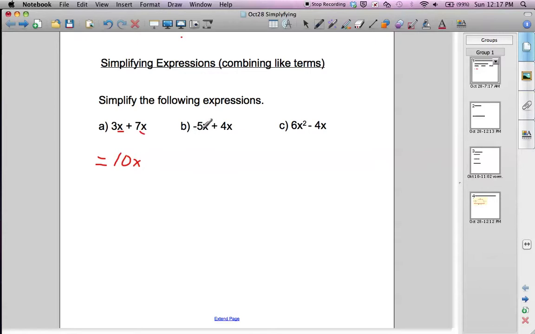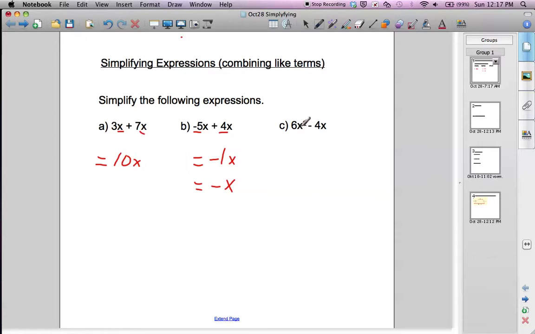Okay, next we have negative 5x and 4x. Those are like terms, so we can just add together these coefficients. We have negative 5 and 4. Add those together to get negative 1x, which we can just write as negative x if you want.